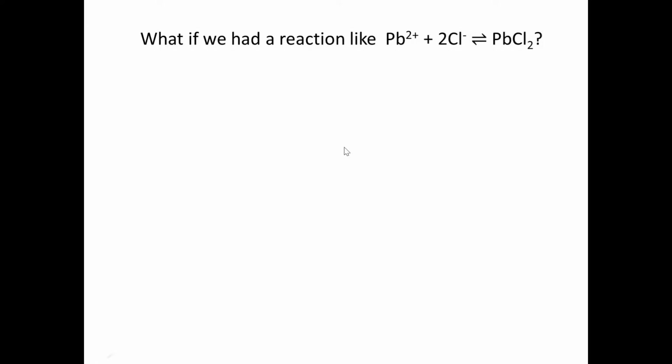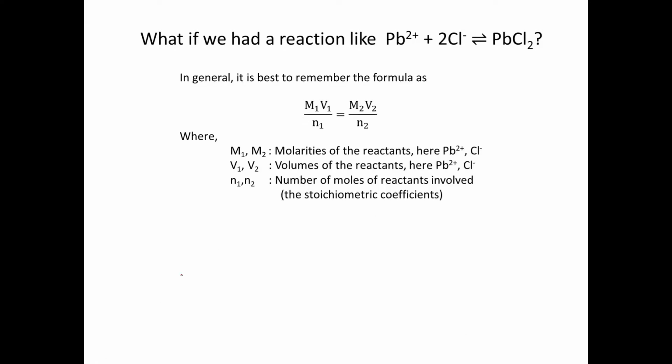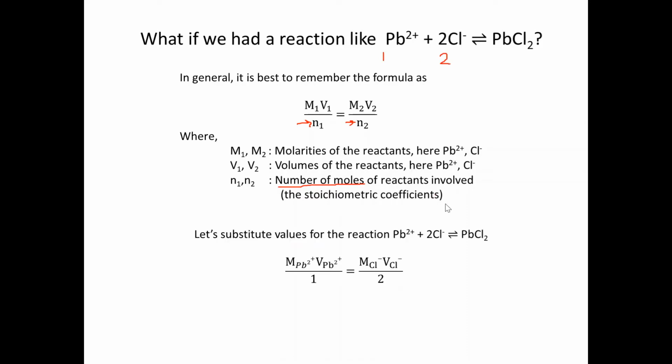Here this is a general formula: M₁V₁/n₁ = M₂V₂/n₂. So the only difference from the previous formula is this, and this n is the number of moles. Here the number of moles will be 1 and this will be 2, so that is what I have substituted and written here. So we can use this and then solve. As I said, if it was aluminum plus 3 chlorine Cl⁻, then it would be 1 and 3. So note this formula down as well. This is the formula that you can use for any question of this type.